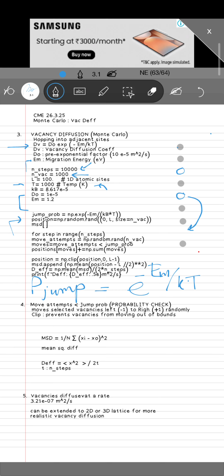We also kept a probability check. By probability check, we mean that the move has to be less than the jump probability. Now that means if the probability of jump is say 0.2, that means only 200 atoms will move. So this is known as the probability check.